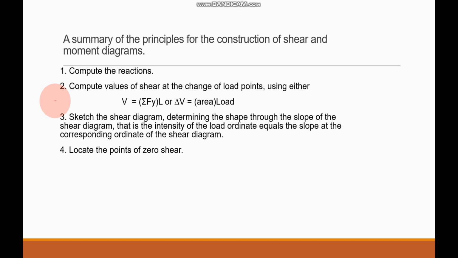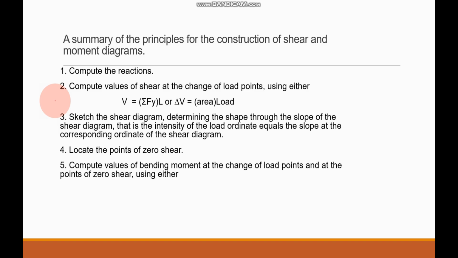So in the point of zero shear, makikita natin kung ipapat natin yung moment diagram, it will occur there the maximum moment. Next, compute values of bending moment at the change of load points and at the points of zero shear, using either the summation of moment at the left portion of the segment or right portion of the segment or the area of the shear. So, papansin nyo, in getting the shear, we will be having the area of the load, and in solving for the moment, we will be having the area of the shear diagram.